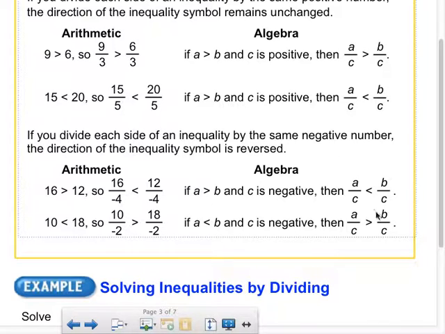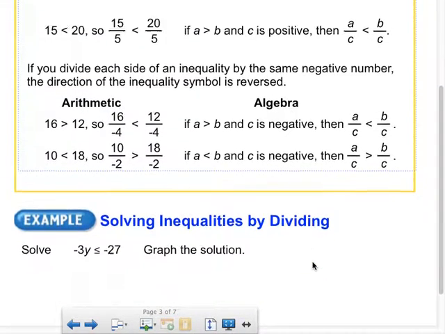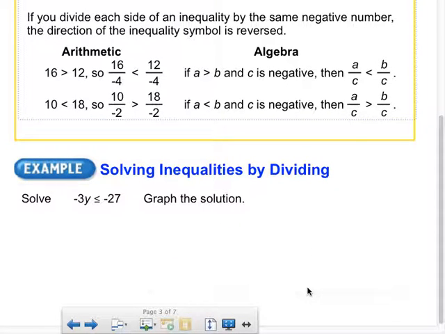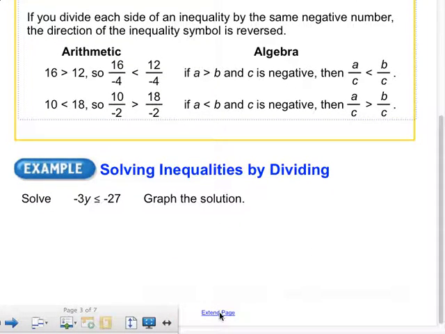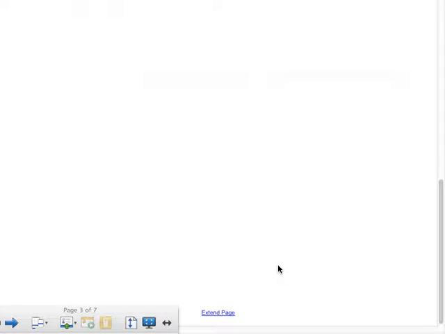Here's what that says algebraically. Similarly, if you have a number that's less than another number, if you divide by a negative, you got to change the inequality from less than to greater than. You guys understand? That's the one thing you have to pay attention to. Now, let's put this in practice. Here's what I want you guys to work out. This problem right here.